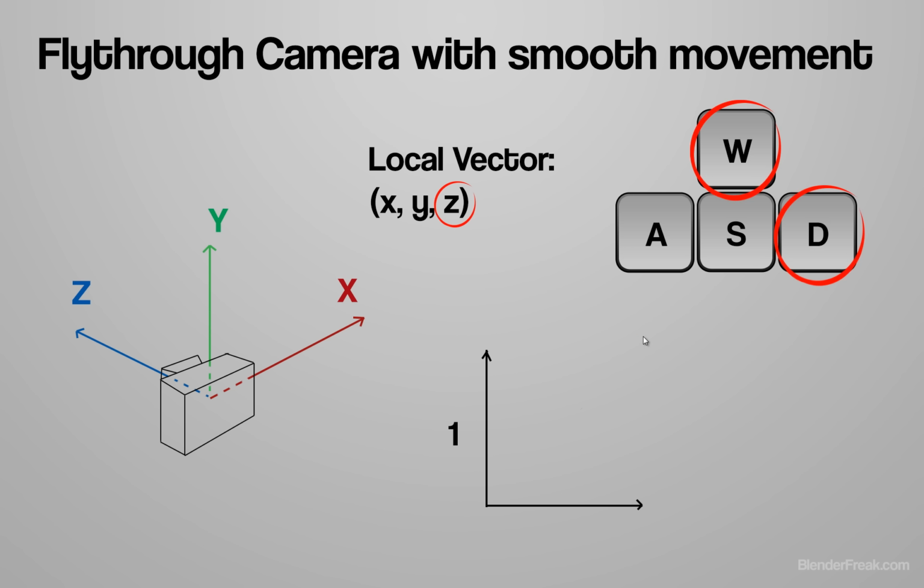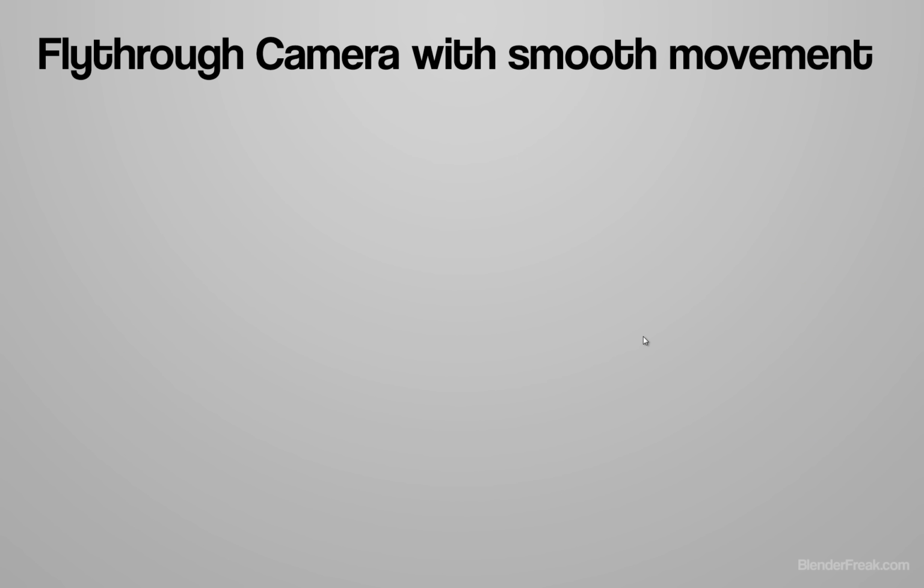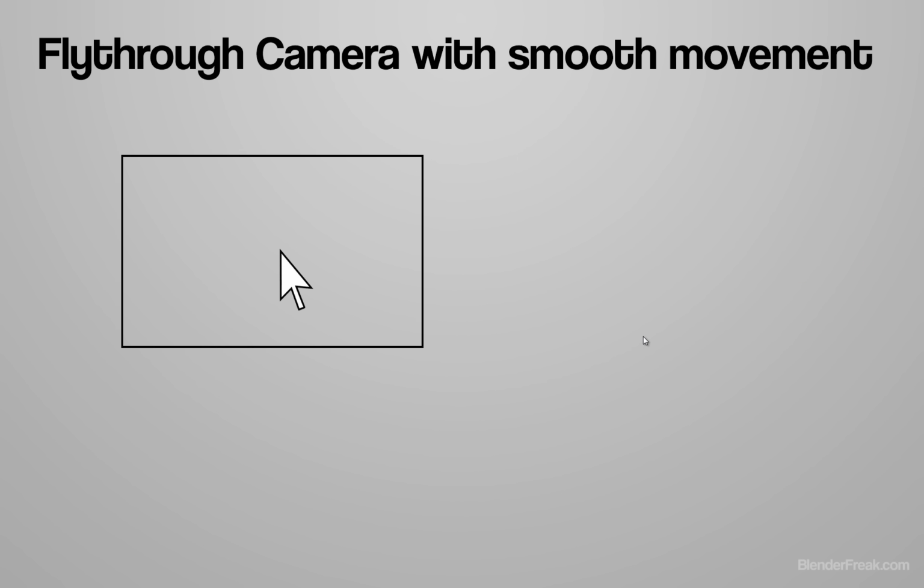But imagine when we press 2 keys together, then X and Z will be 1 and 1, so the length of the vector won't be 1 anymore, it will be the square root from 2. We need to remember to normalize our vector, and when this part will be finished, then we will move to the mouse look, which will be quite simple.